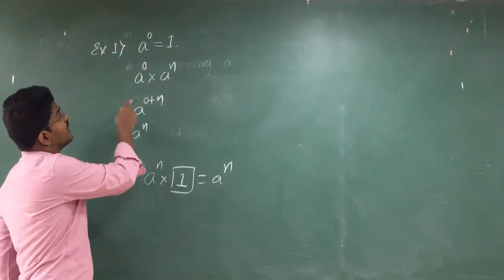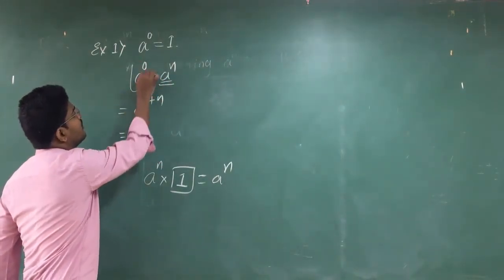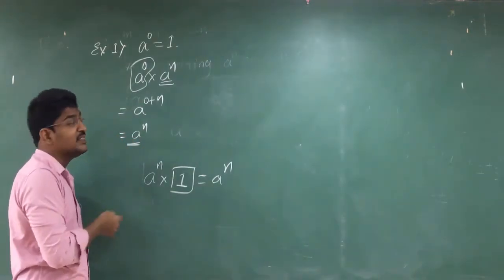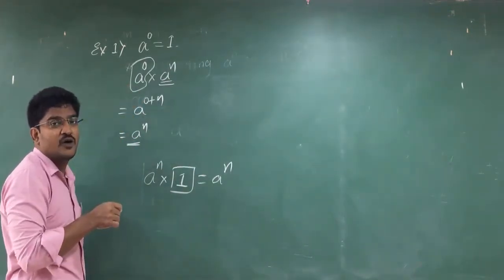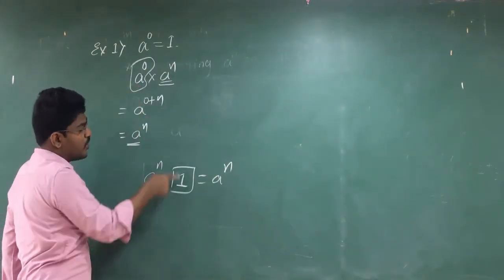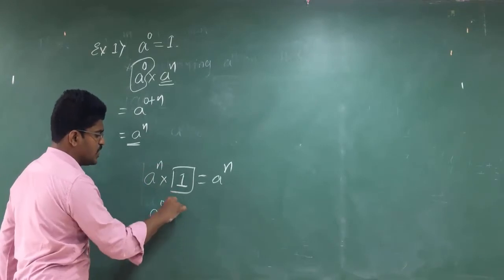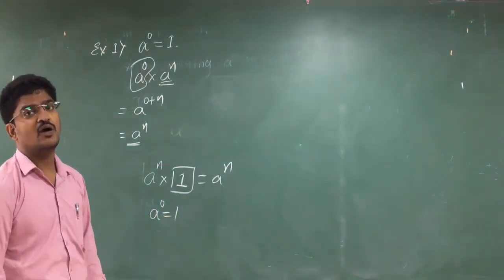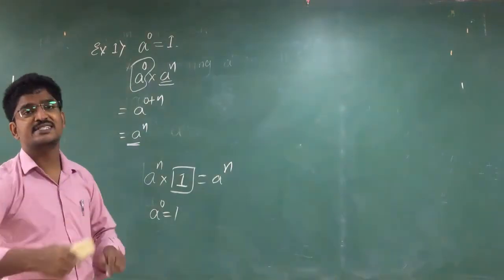See here, a to the power of n multiplied with this box gives me a to the power of n. That means in this box you must have 1. That means a to the power of 0 is equal to 1. A to the power of 0 is equal to 1. Clear students? Okay.